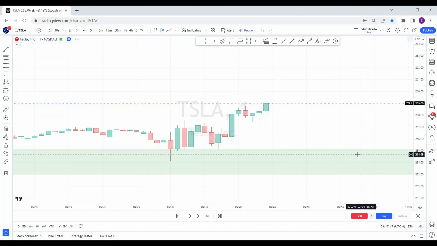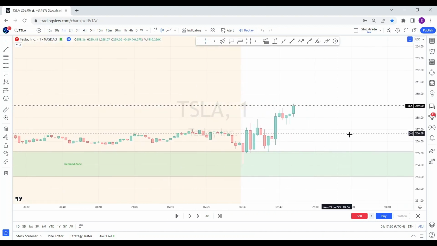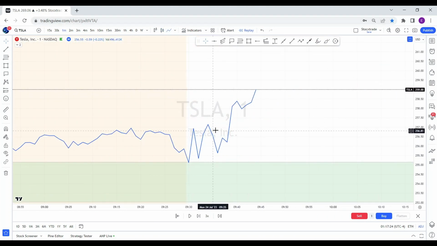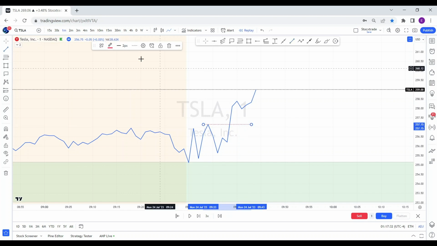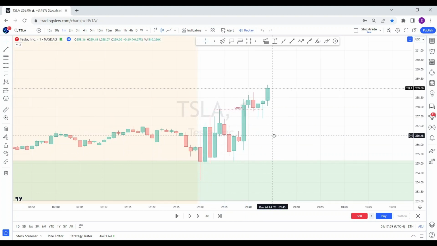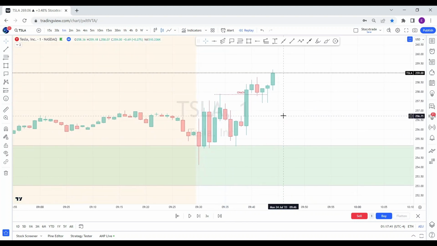So let me tell you how you can mark these levels in the line chart. The price has already created the change of character, and after changing the character, the price is moving away. So this is your change of character in the line chart. Okay, this is in the candlestick chart. So in the candlestick chart, this is your change of character.